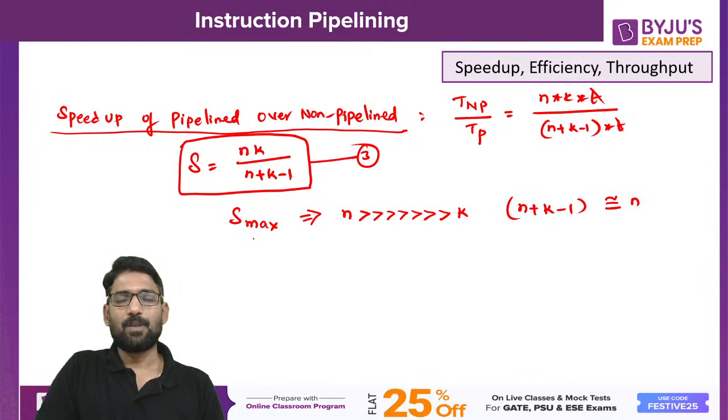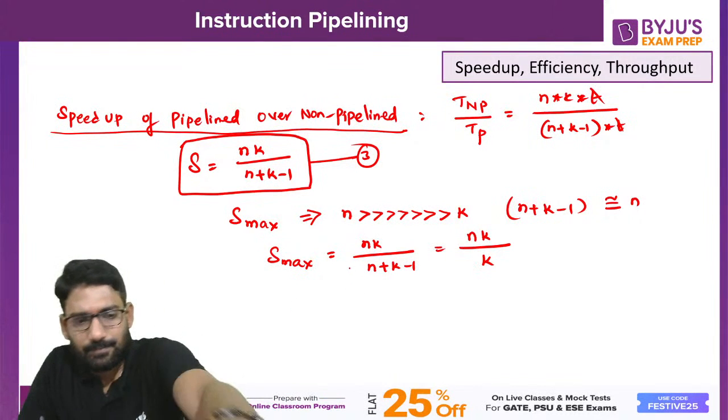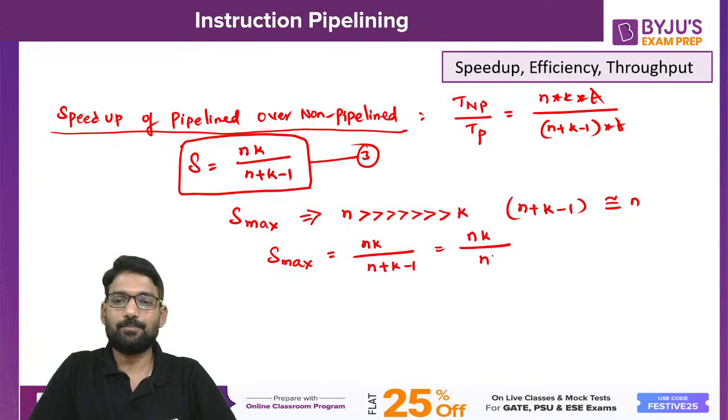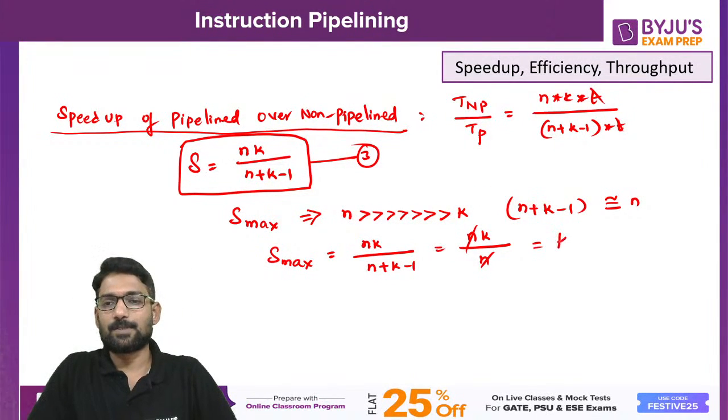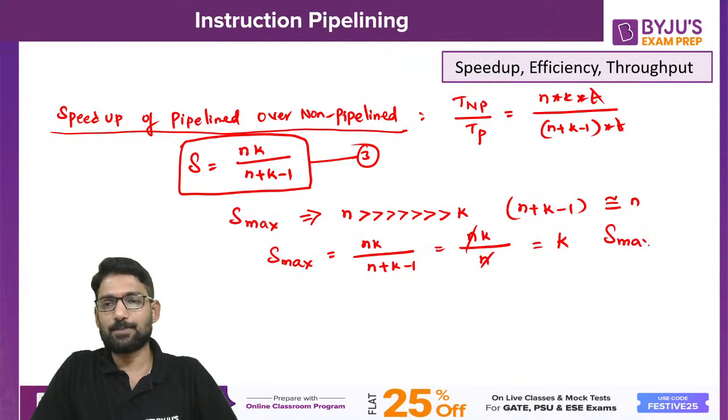Right? So if you want maximum speed up, then n into k divided by n plus k minus 1 becomes n into k divided by n, which is k. So what is the maximum speed up you gain? S max can be less than or equal to k. Let us take it as equation number 4.